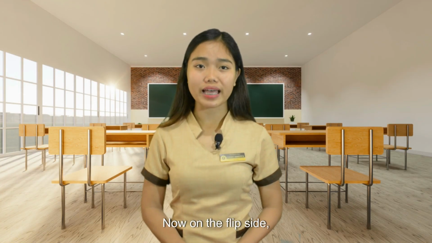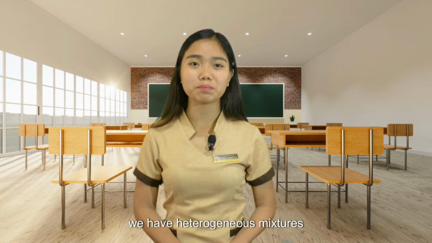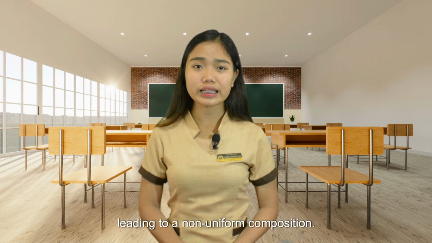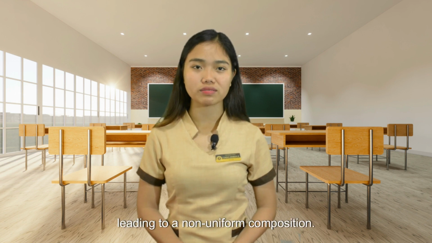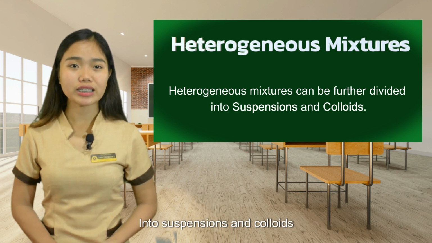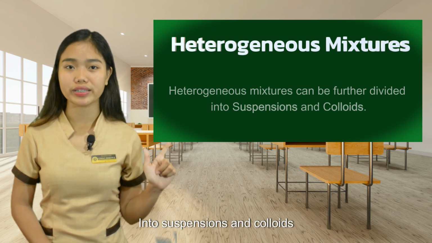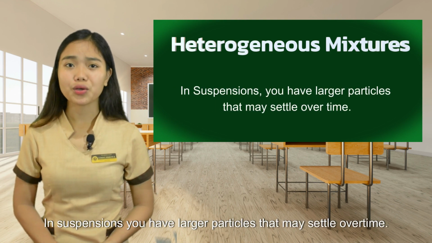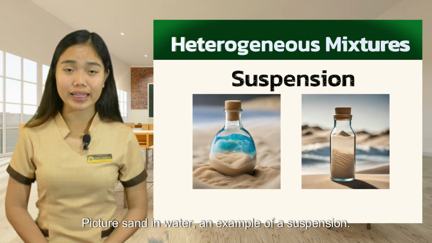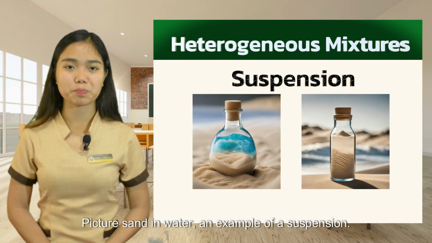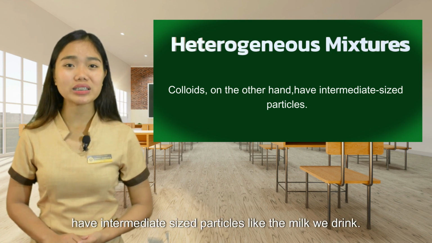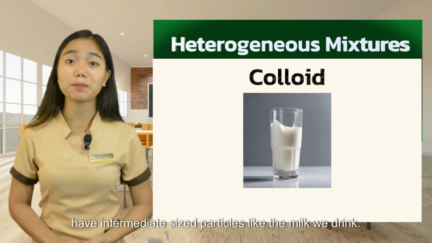Now, on the flip side, we have heterogeneous mixtures, where the components are not evenly distributed, leading to a non-uniform composition. Heterogeneous mixtures can be further divided into suspensions and colloids. In suspensions, you have larger particles that may settle over time. Picture sand in water, an example of a suspension. Colloids, on the other hand, have intermediate-sized particles like the milk we drink.